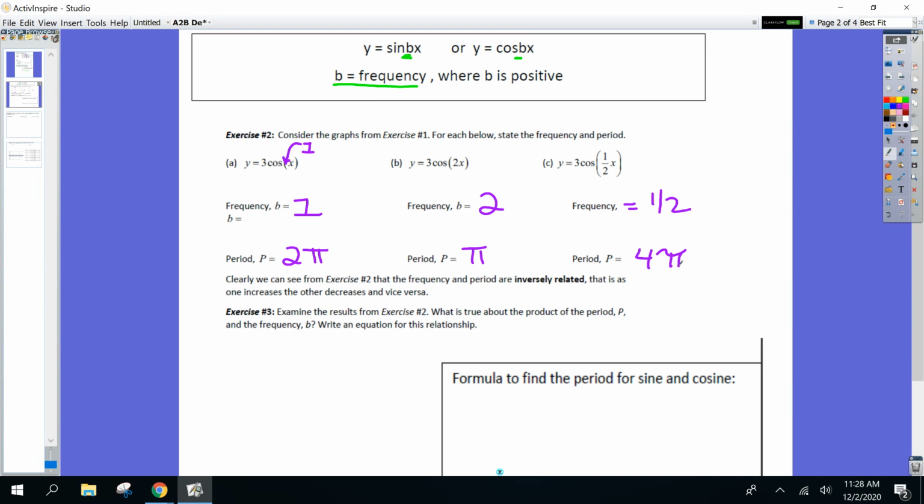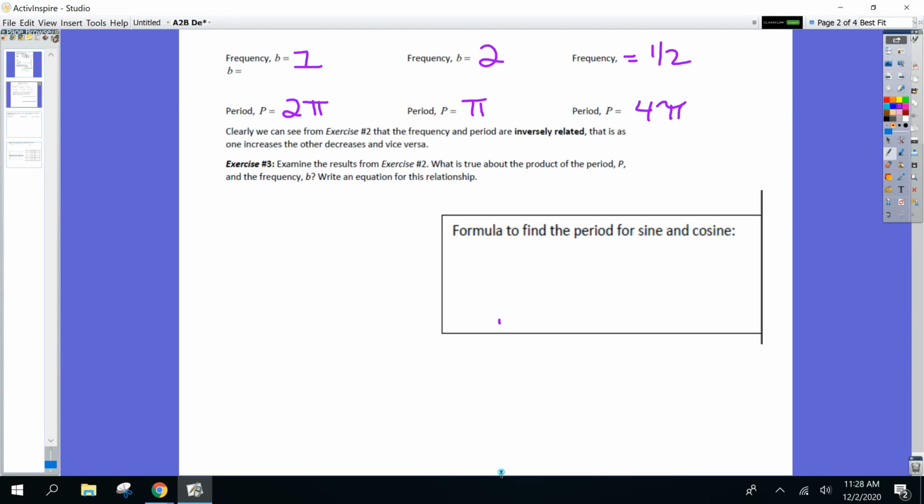Now that's tough on a graph. I get it. That's tough to see when it would be 2 pi versus 4 pi. All right, so I have a formula for you instead, to find that period. Because I get it. It's tough looking at a graph and figuring out when you're going to see the full curve.